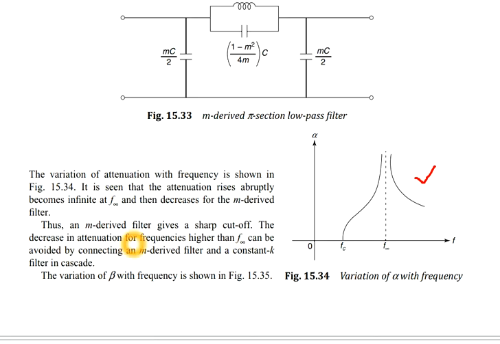The decrease in attenuation for frequencies higher than f infinity can be avoided by connecting an m-derived filter and a constant K filter in cascade. So it is saying that even though at f infinity it becomes infinite, afterwards it gets reduced, which is not desired. To avoid this, we can use the cascade connection of the filters. That is not in the syllabus.